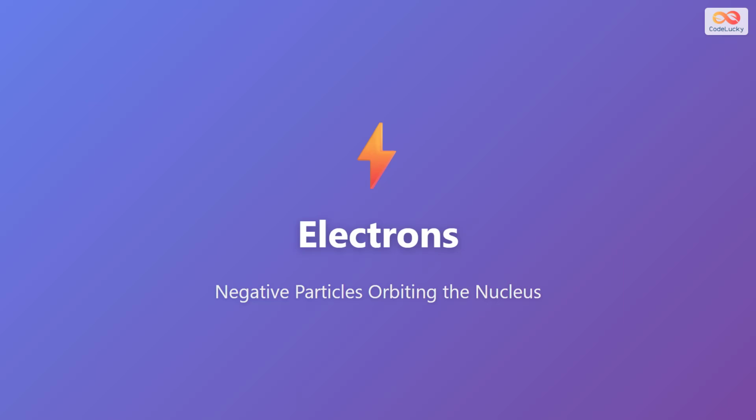Electrons are negative particles orbiting the nucleus. These tiny subatomic particles are fundamental to understanding chemistry and how atoms interact with each other.